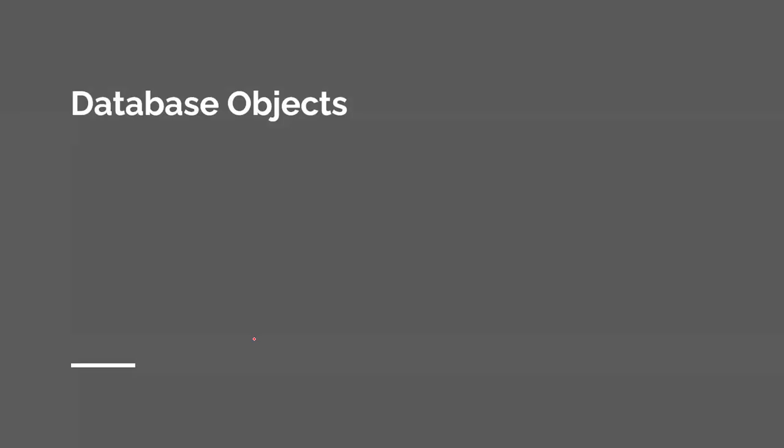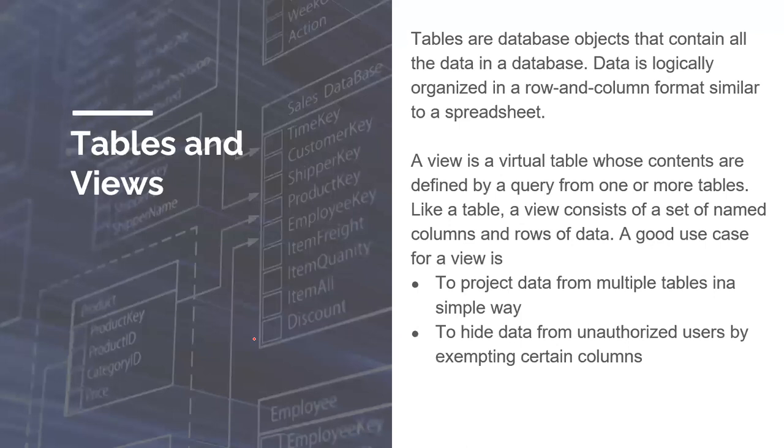So we've talked about the DBMS, relational database. Now we'll go down to the database as a whole. In a database, you have several database objects that are important in maintaining and retrieving information from the database. So you have tables and views.